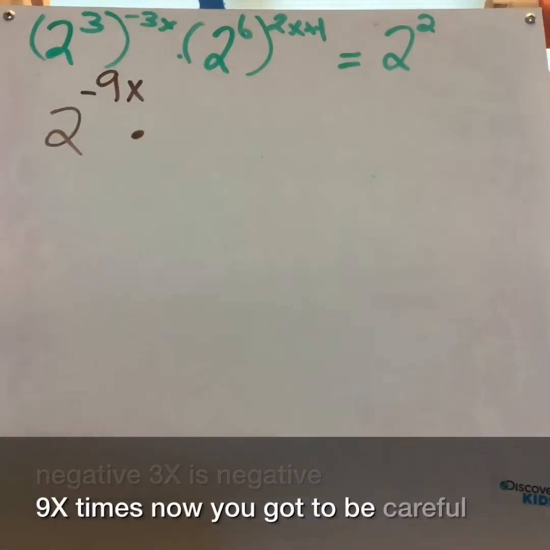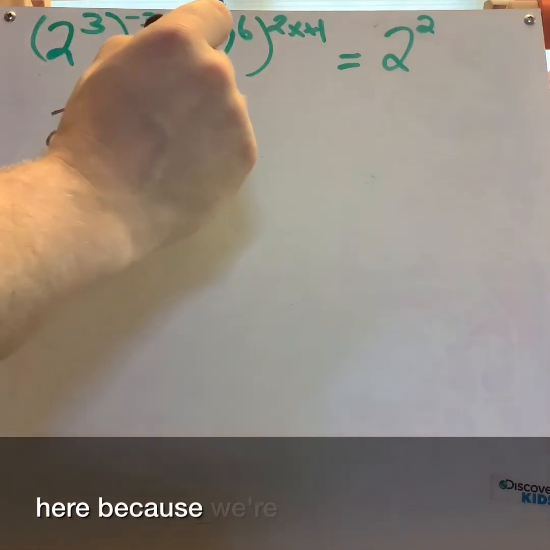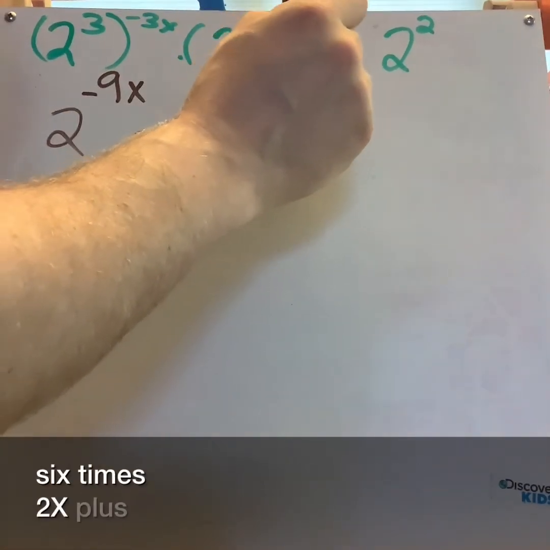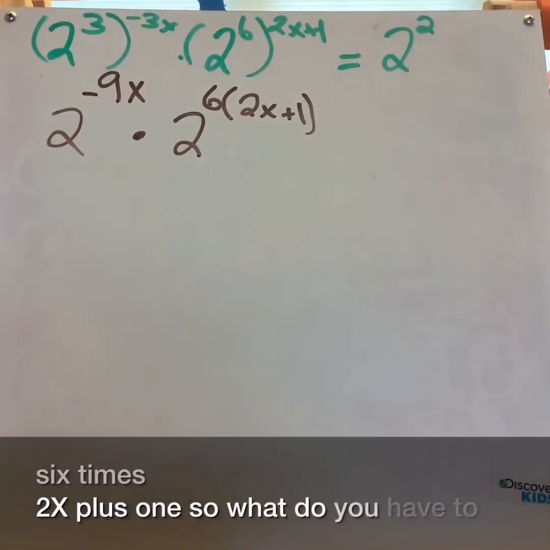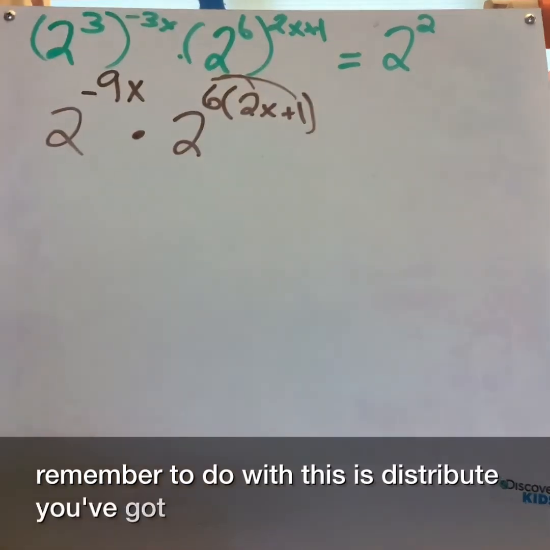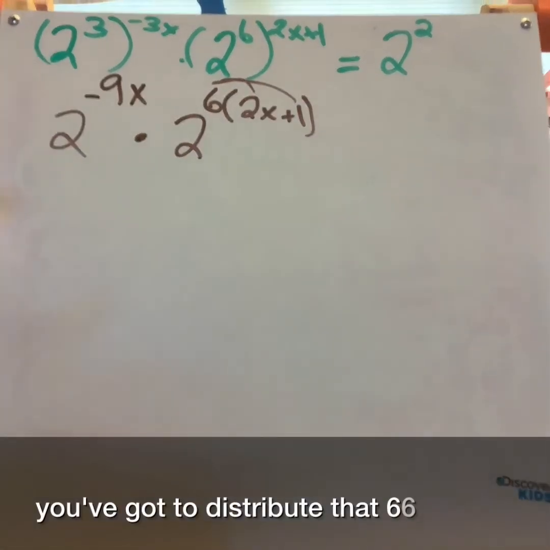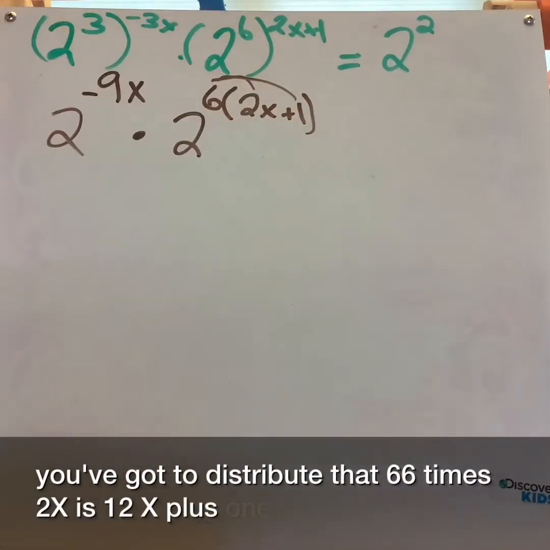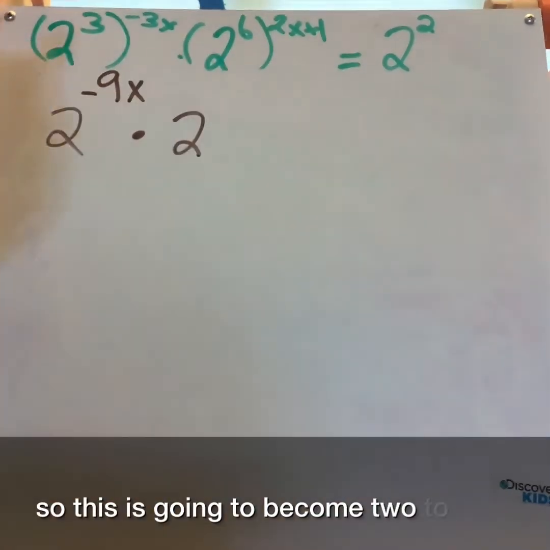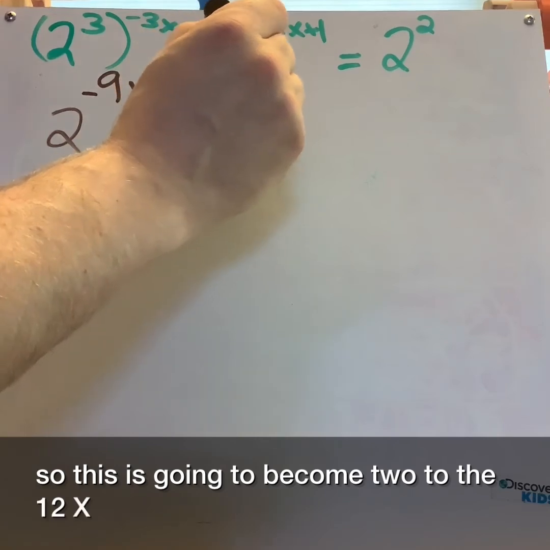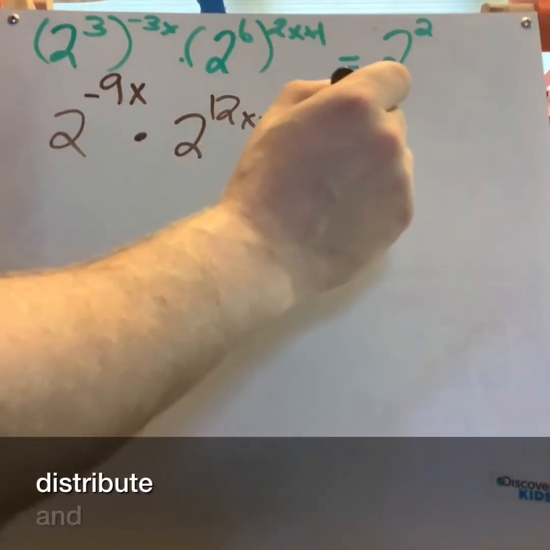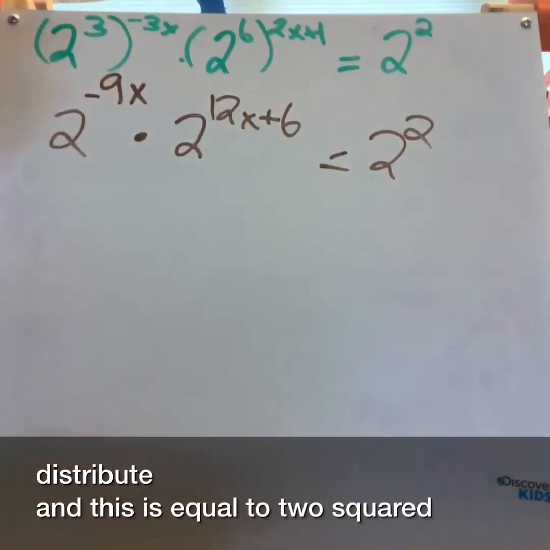Now, you've got to be careful here because we're multiplying 6 times 2x plus 1. So what you have to remember to do is distribute. You've got to distribute that 6. 6 times 2x is 12x, plus 1 times 6 is 6. So this is going to become 2 to the 12x plus 6. You have to remember to distribute. And this is equal to 2 squared.